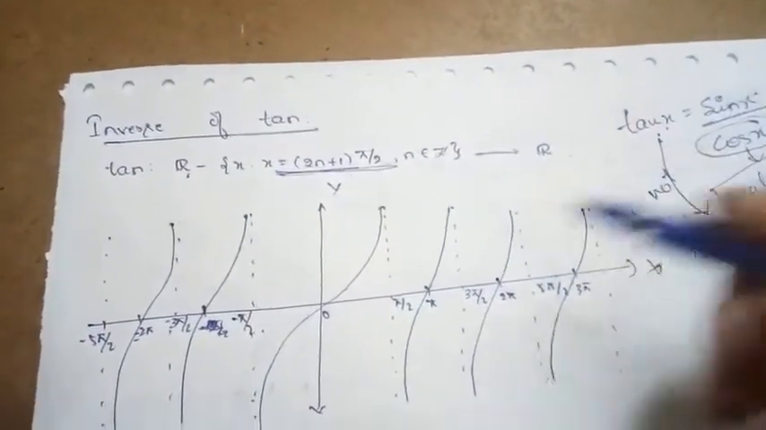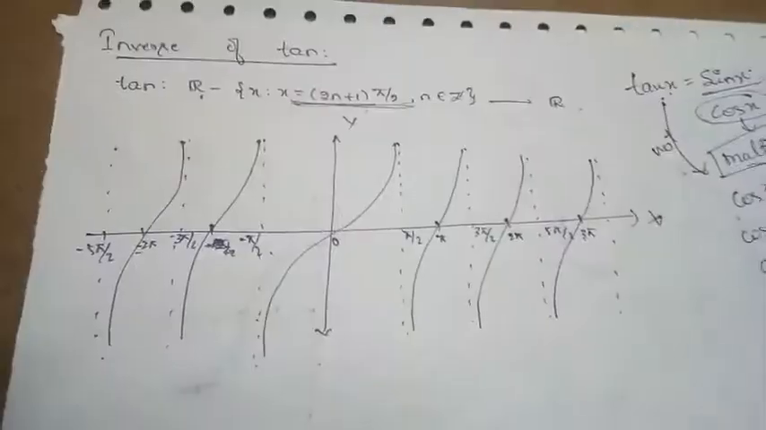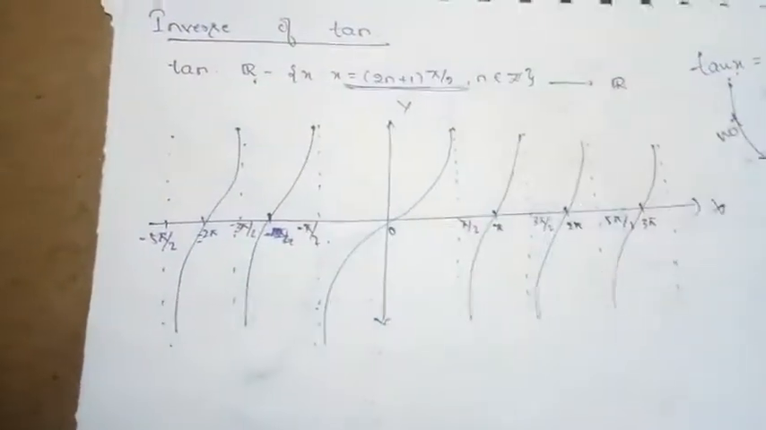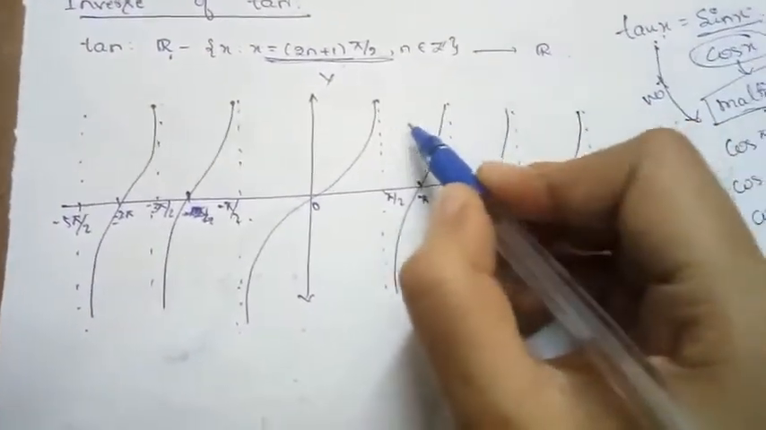And the range, here you can see that the set of all real numbers which are lying on the y-axis becomes the range of the function. Now you can observe here clearly, when the tan function is defined like this, we can observe here at two different points.